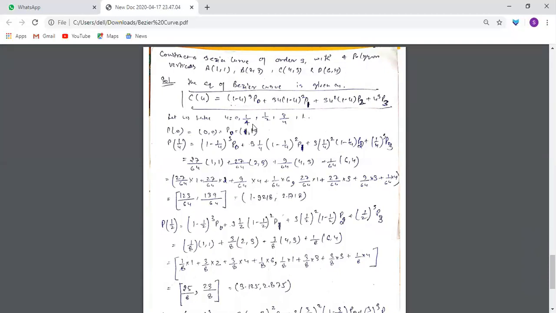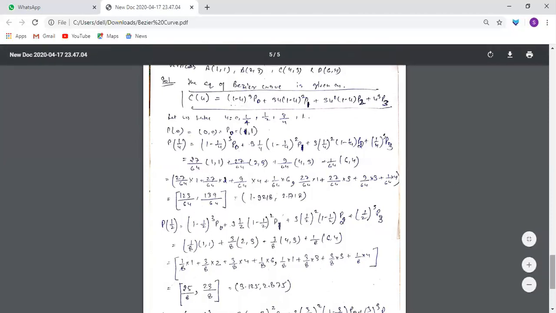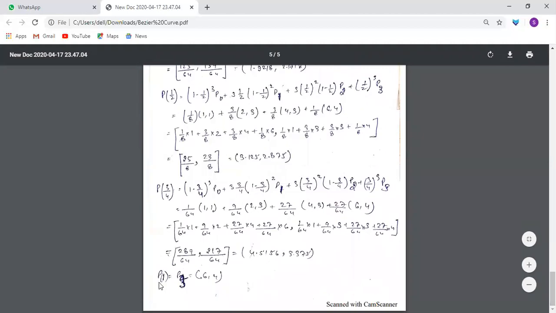Okay, now we will perform the calculation for u is equal to 1 upon 4. So we will substitute 1 upon 4 in place of u. Okay, so you'll get (1 minus 1 upon 4) cubed p naught, and just replace this u with 1 upon 4. After solving this, you will reach this point. Similarly calculate for 1 upon 2, similarly calculate for 3 upon 4, and at p4 it would definitely be 6 comma.